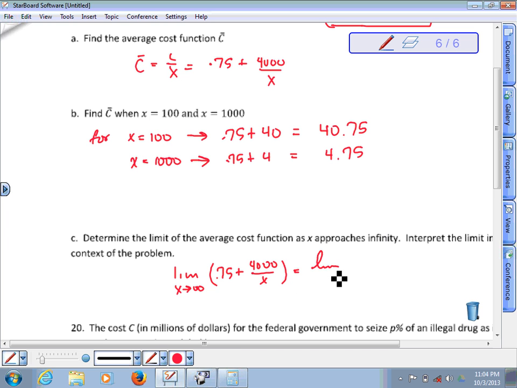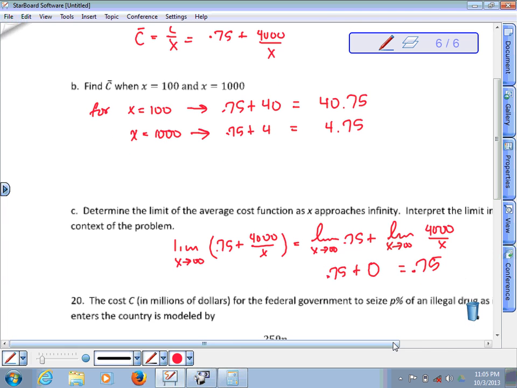This is equal to the limit as x approaches infinity of 0.75 plus the limit of 4,000 over x. Now the limit of a constant is just that constant. And the limit as x approaches infinity of this, as x continues to get larger and larger, beyond 4,000 to 4 million and 4 trillion, this is going to result in a smaller and smaller fraction, and as x approaches infinity, this fraction approaches 0, so the limit is 0. 0.75 plus 0 is 0.75.